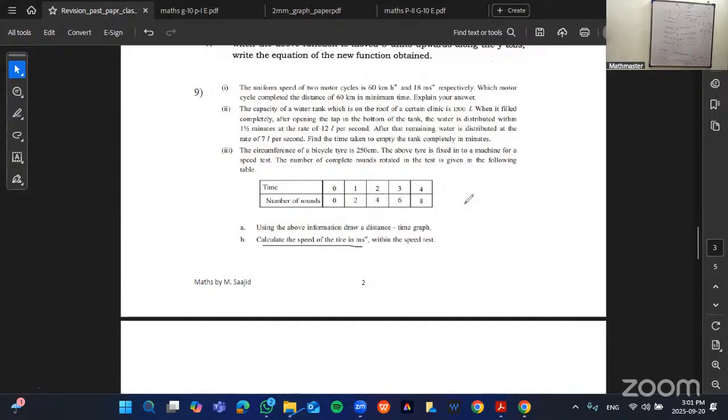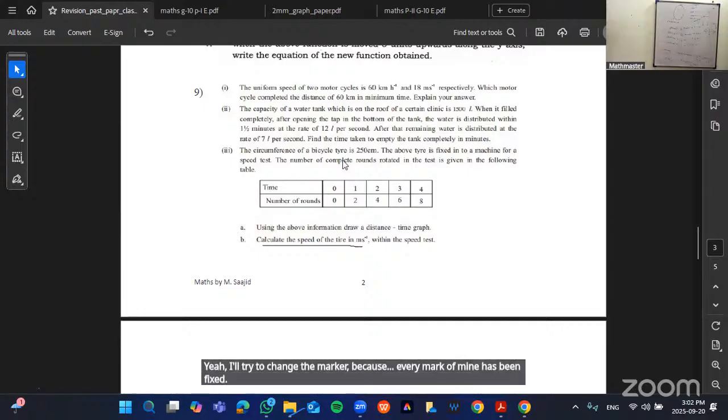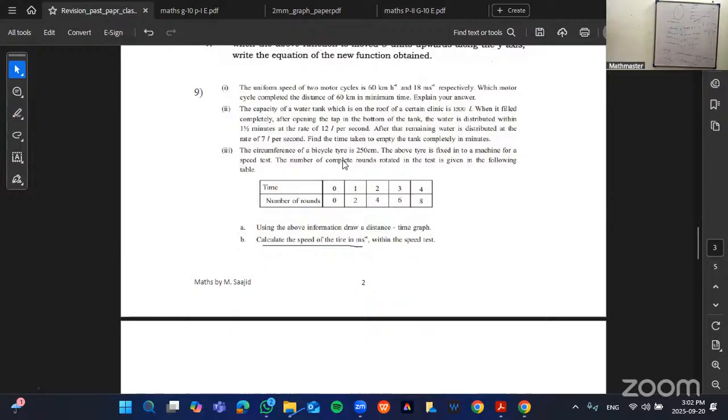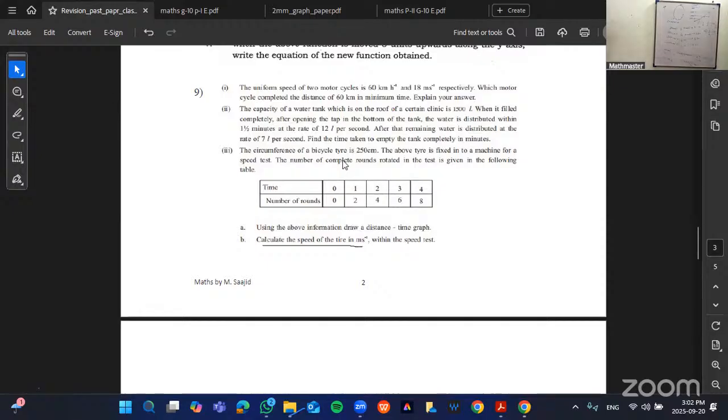Is there a question? Sir, the marker ink is not visible. Yes, yes, I know. I'll try to change the marker because all my markers have finished. So just bear with this for now. I think this is a bit visible. This is okay. This one is also a bit okay.